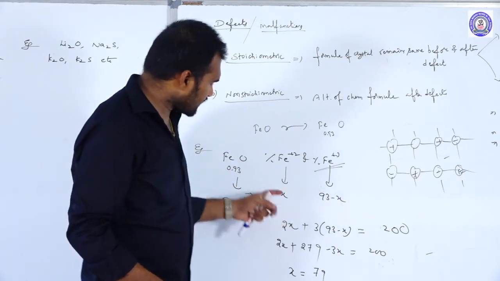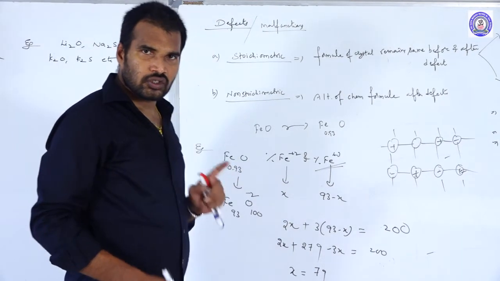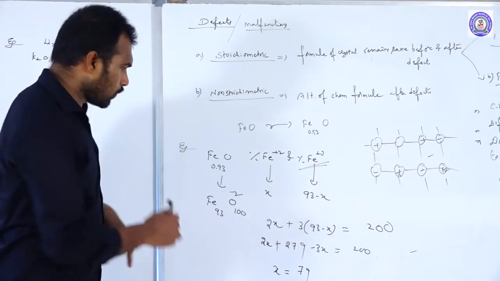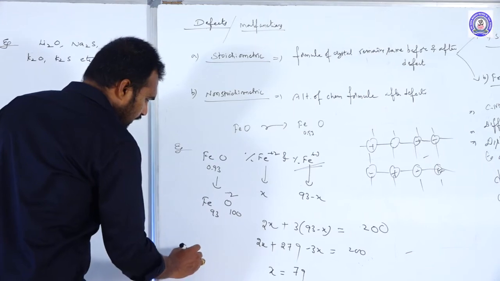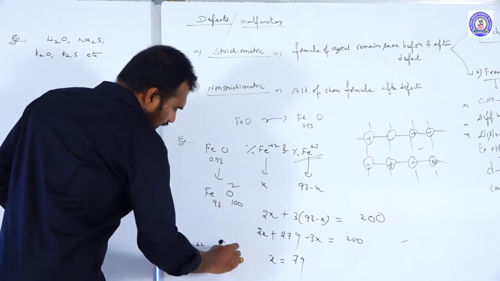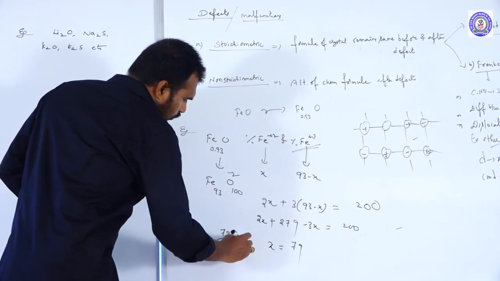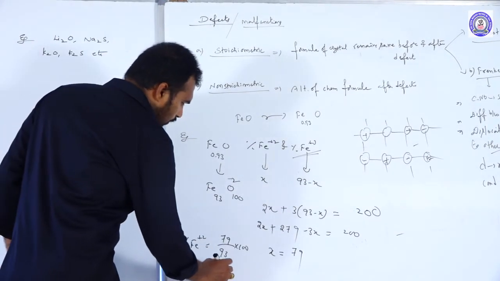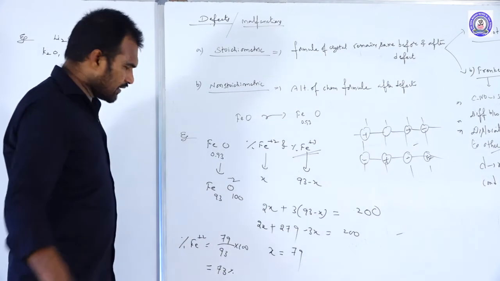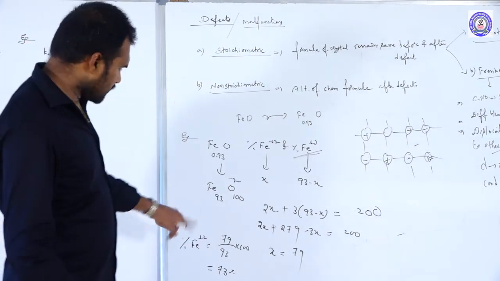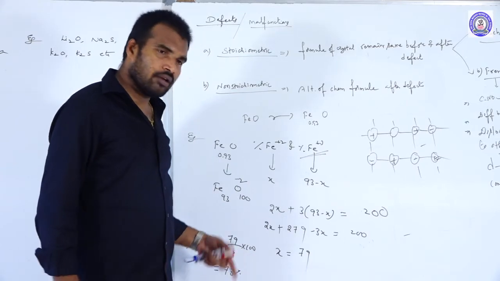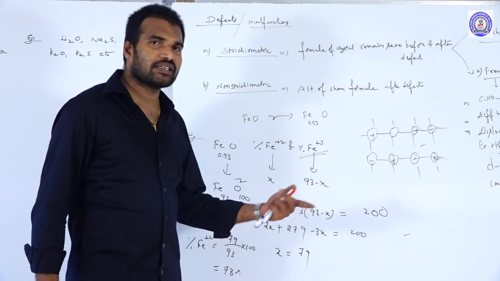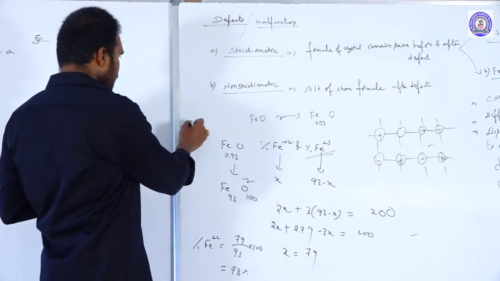So what is X? X I considered as ferrous ions. So the number of ferrous ions is 79 out of 93. So the percentage of ferrous ions is equal to 79 by 93 into 100. That will be around 85 percent. Clear? Similarly, the remaining will be ferric ions, and that number of ions divided by the total number of iron atoms into 100 gives the percentage of ferric ions. So this model is very important.